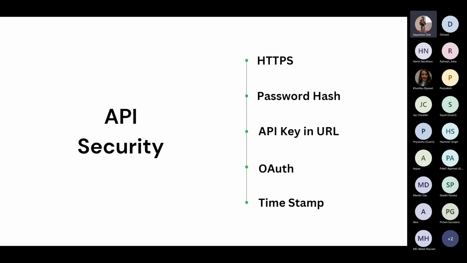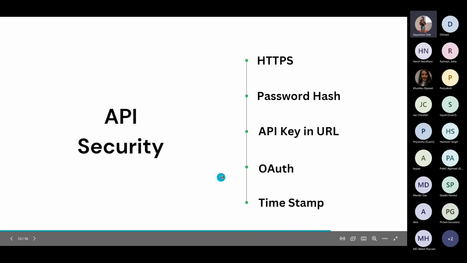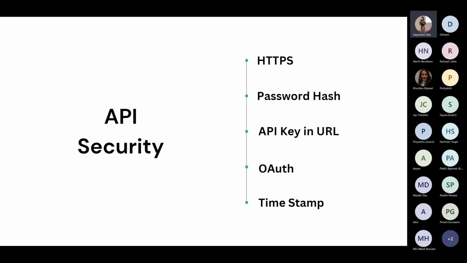Instead, the user logs in using their own account with a different service like Google or Facebook, and that service vouches for them. And then lastly, timestamp. A timestamp is like a little clock that records the time when something happened. In API security, timestamps can be used to make sure that requests are not too old and are not replayed. So this helps by preventing hackers from using old requests.